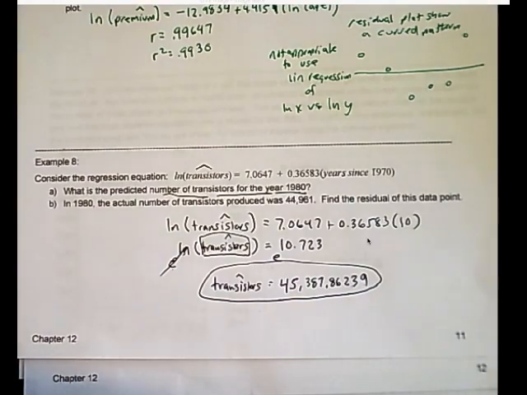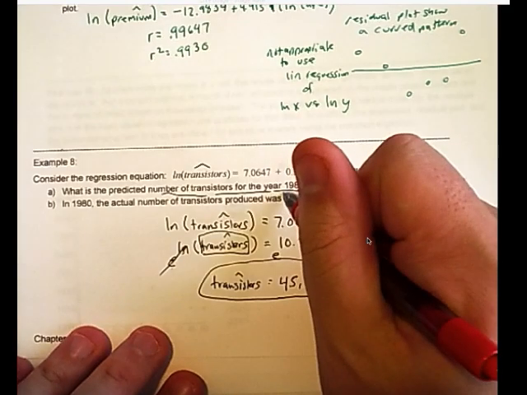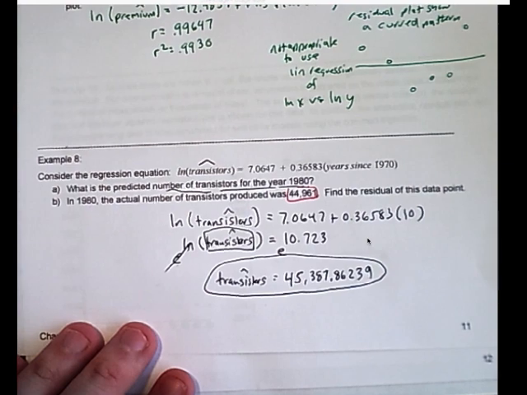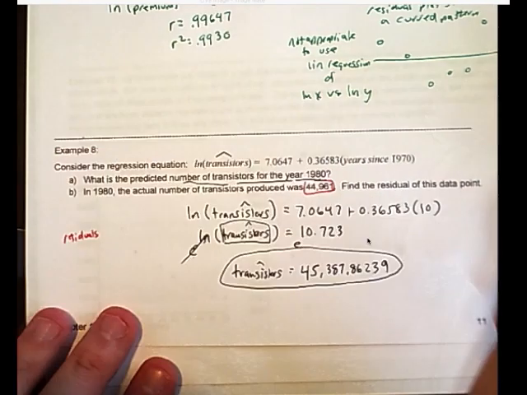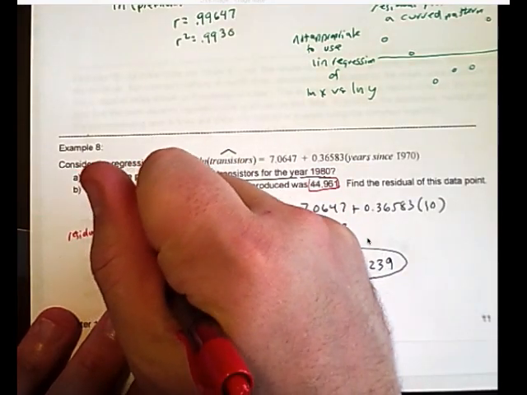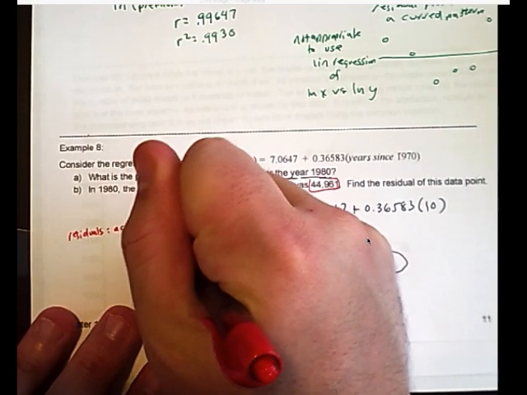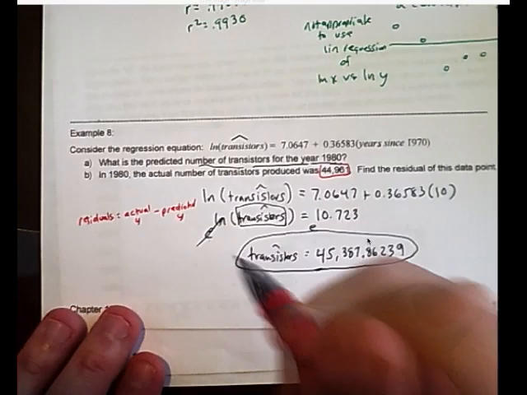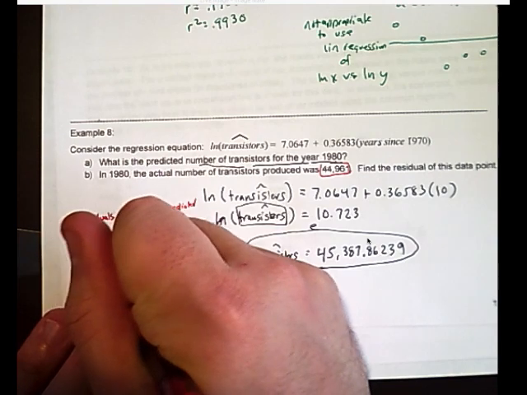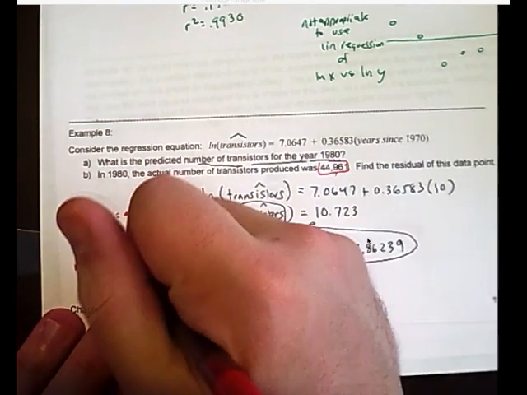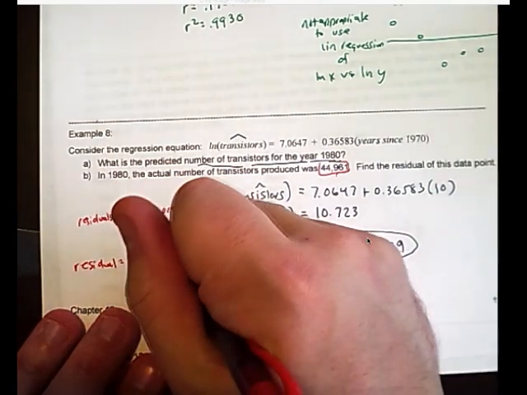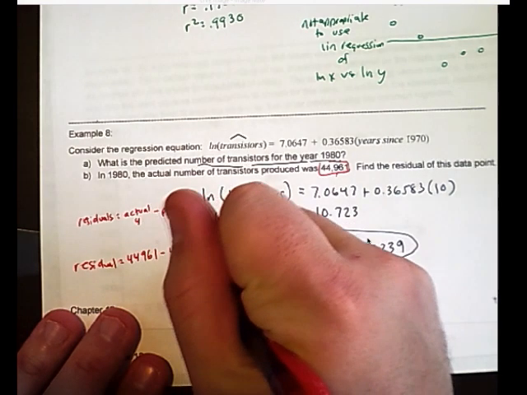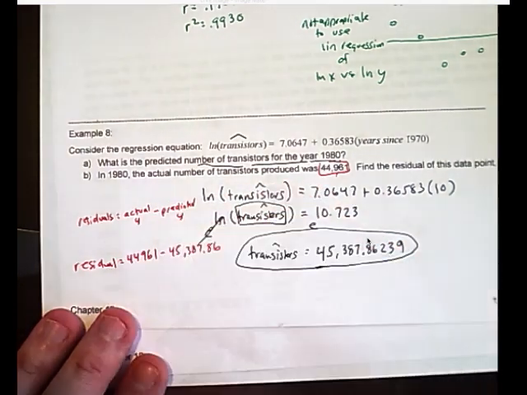Part B. It says in 1980, the actual number of transistors produced was this amount. Find the residual of this data point. Okay, so what do we know about residuals? Residual is the actual y minus the predicted y. So this point would have a residual of, here is the actual y, 44,961 minus the predicted y, which is 45,387.86. Let's just round to two places there.